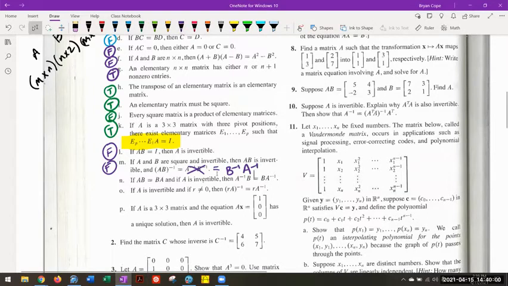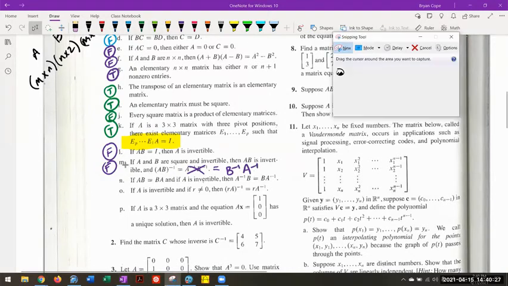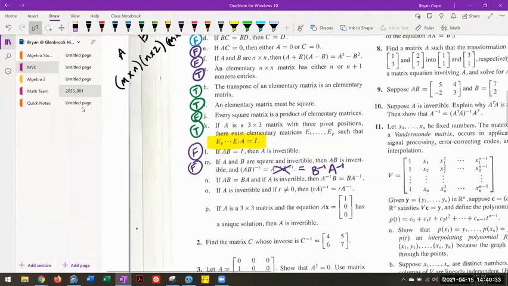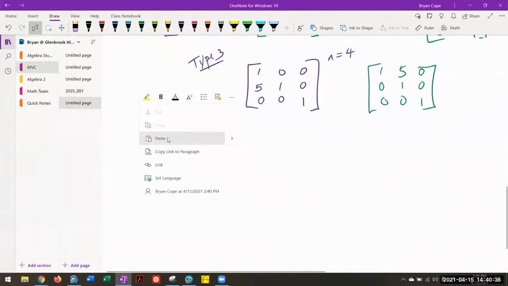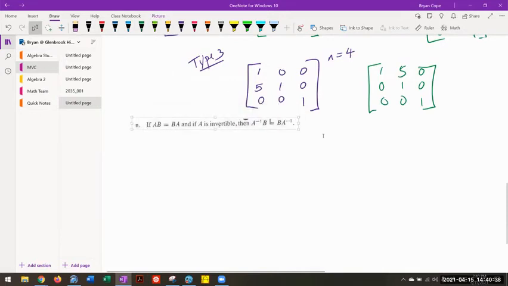Okay, this N looks hard. Let's see. Bridget, read it to us. What do you think? If AB equals BA, and if A is invertible, then A inverse B equals B A inverse. I don't know if that's right or not. Want to work through it with me? You feel like that's true? Let me go copy and paste this over to another page. Well, maybe... Would that mean that B would have to be the inverse of A? I don't know.